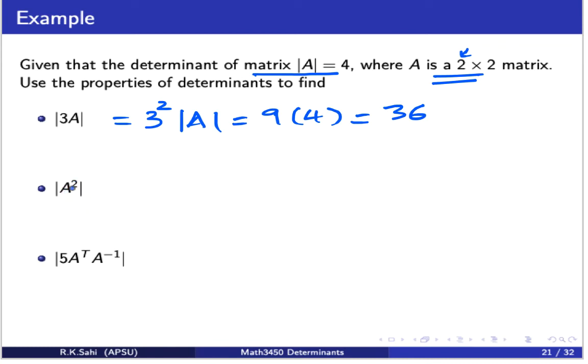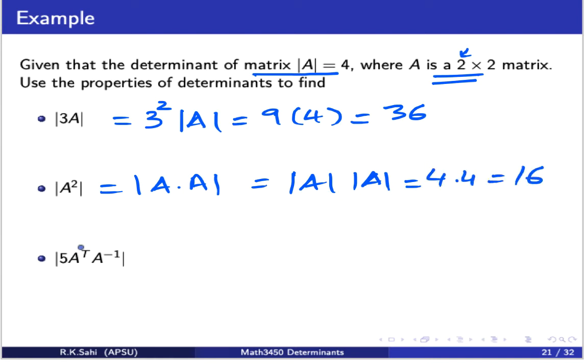Okay, let's look at this one, A squared. Now what is A squared? From matrix properties, it is A times A. It's a product of 2 matrices. So it's the same as determinant A times determinant A. So this is what, 4 times 4? 16. Okay, let's look at this.